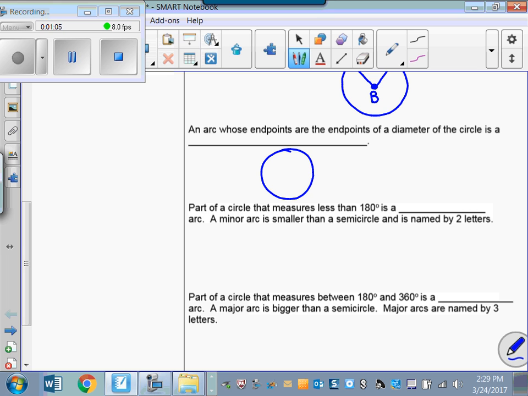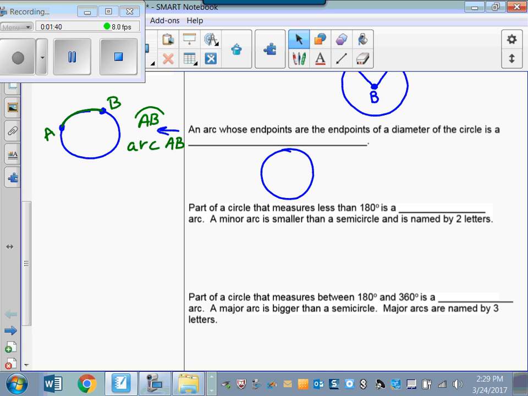And if we have an arc whose endpoints are the endpoints of a diameter of a circle, so here's what that's going to look like. We got an arc. Hey, we haven't talked about what an arc is. Well, an arc is just a part of the circumference of a circle. So if I put a point here and I put a point here, and I'm talking about this part of the circle, this is an arc of the circle, and let's say we had these points labeled A and B. We would call this arc AB.